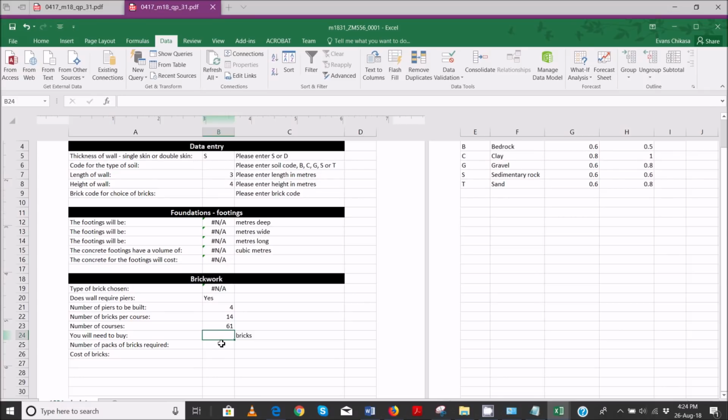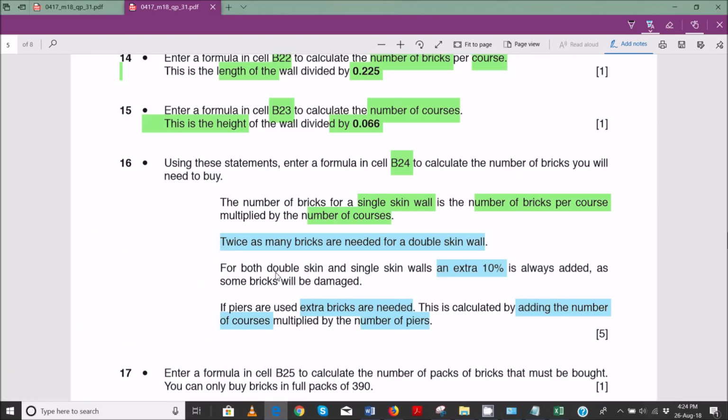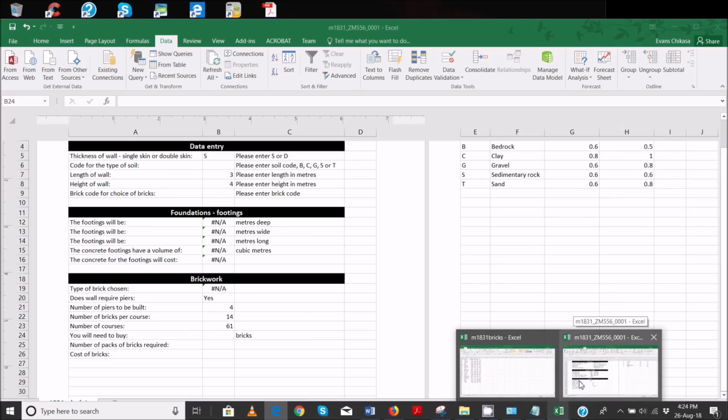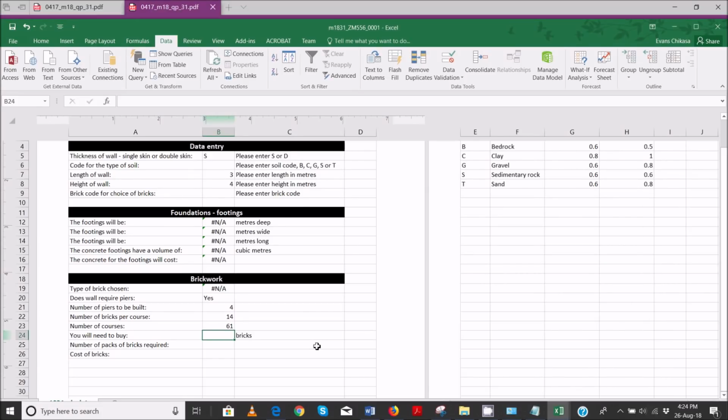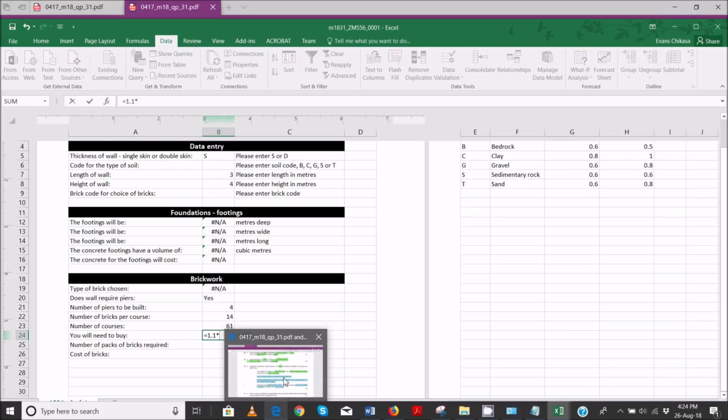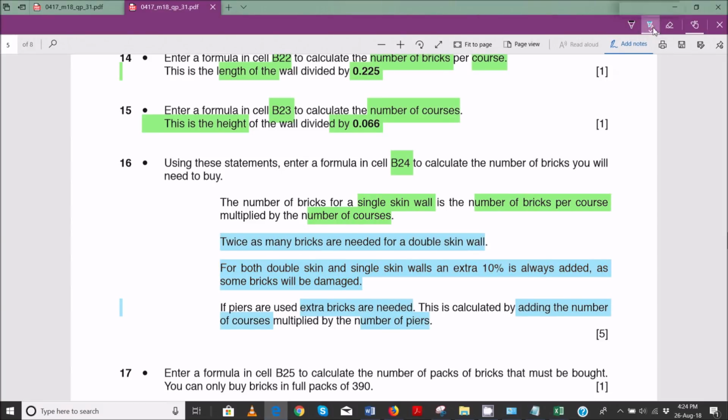to add a formula there. The first thing I want to talk about, I'll start with this part here, where we're told that whether it's double skin or single skin, we are going to add an extra 10%. To add an extra 10%, you simply multiply the factor that you had, equal to 1.1, by the whole thing now. So what is the whole thing? Let's eliminate this one. We're done with this one. Let's eliminate this one.